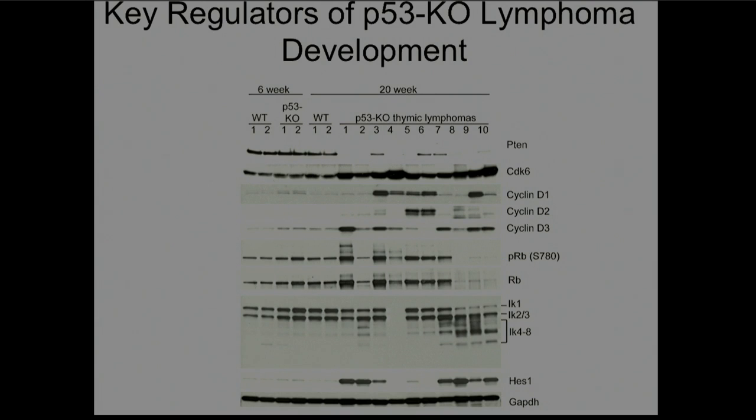And then Ikaros, which is a differentiation factor in the Notch pathway. Ikaros is actually making splice variants, which are negative regulators, which prevents differentiation into CD8 and CD4 cells. What Ikaros does under normal conditions is turn off a gene called HES, and you see HES1 is on in many tumors, but there's some heterogeneity here.